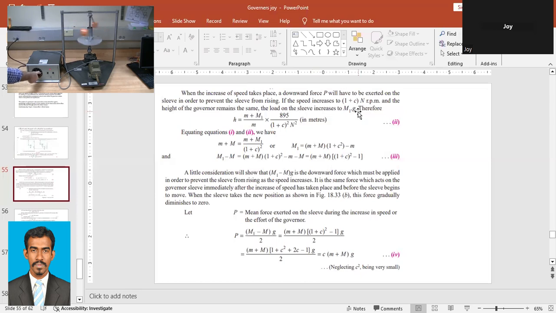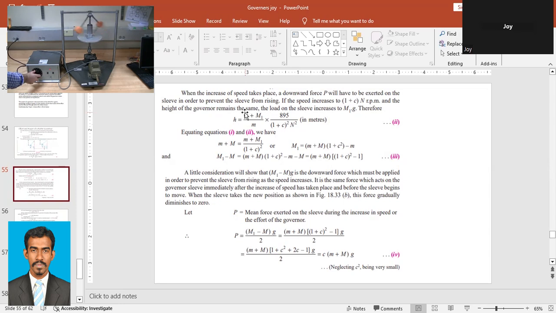The load on the sleeve increases to M1 g. So if there is a change in the speed, there should be a change in the mass also. That's what is mentioned here, M1 into g. Therefore, we can write the equation of the Porter governor for this new position. So h is equal to (m plus M1) by m into 895 upon (1 plus c) whole squared into N squared. Why (1 plus c) whole squared? Because that's the new position after the increased speed, so this is the new speed.